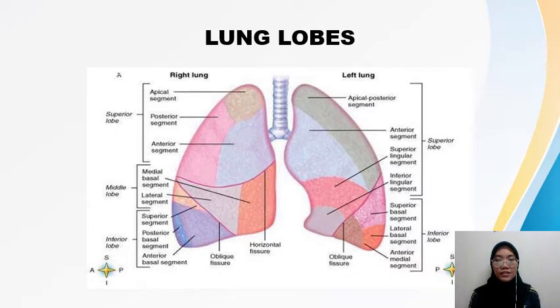While for the left lung, there are only two lobes which are the superior lobe and inferior lobe. For the superior lobe of the left lung, there are four segments, which are the apical posterior segment, anterior segment, superior lingular segment, and inferior lingular segment. While for the inferior lobe of the left lung, there are three segments, which are the superior basal segment, lateral basal segment, and anterior medial segment.